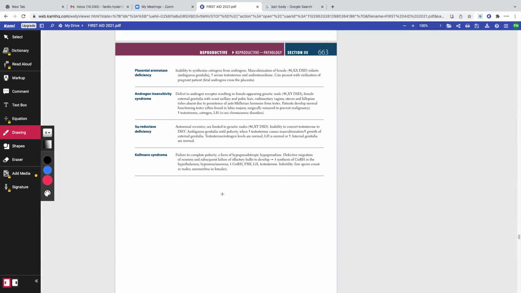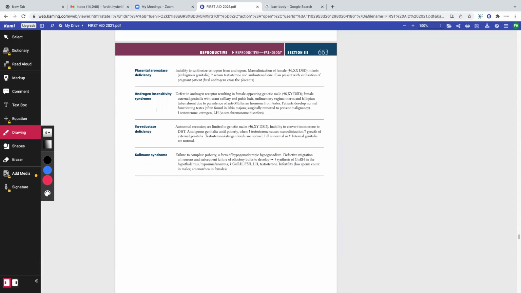Yes, 5 alpha reductase deficiency is a deficiency of an enzyme where testosterone is not converted to its active form, that is dihydrotestosterone. As a result, male patients appear phenotypically as females in the earlier stages. But during puberty, there's a sudden surge of excessive testosterone that causes virilization, and these patients now start to appear phenotypically as males. This is known as 5-alpha reductase deficiency. Have I made myself clear? Yes or no? Are we clear? Yes or no?